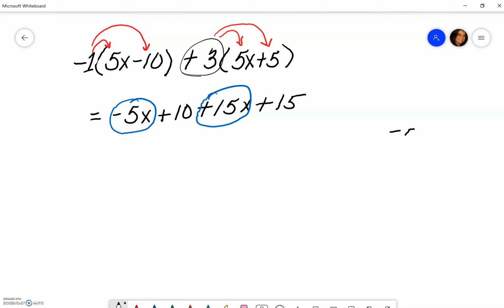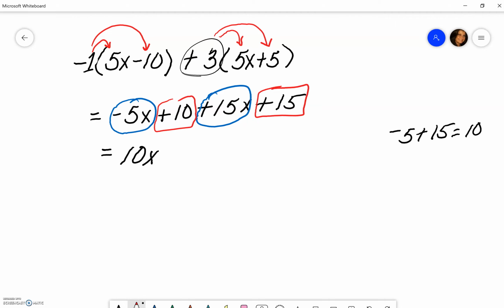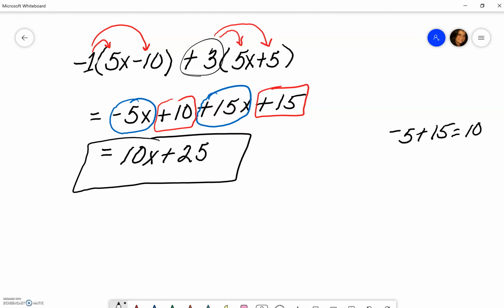So we know that a negative 5 plus 15, signs are opposite. Subtract, take the sign of the larger number. So we have a 10. So we start writing it as 10x. And then we have these two here that we can combine. And we just know that's going to give us an answer of 25. So we can't take it any further because they both don't have a variable x. So this would be our final answer.